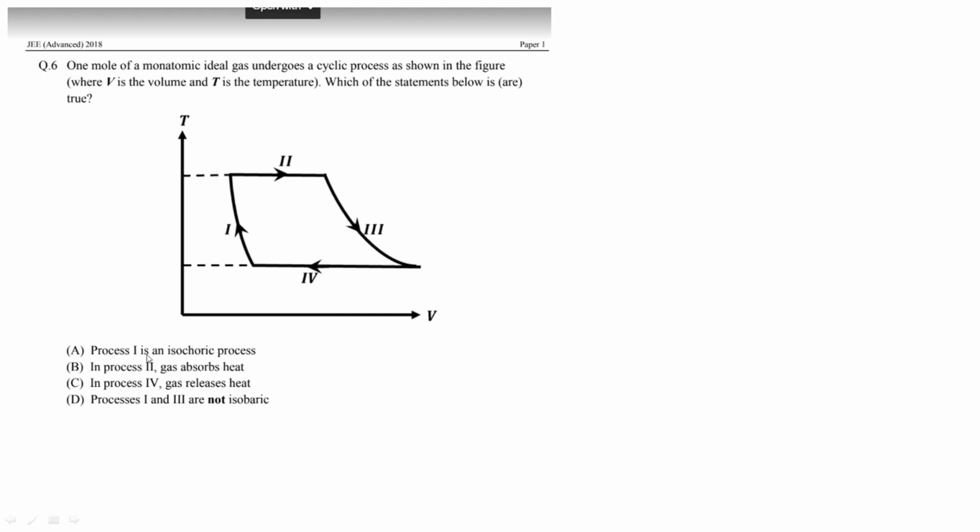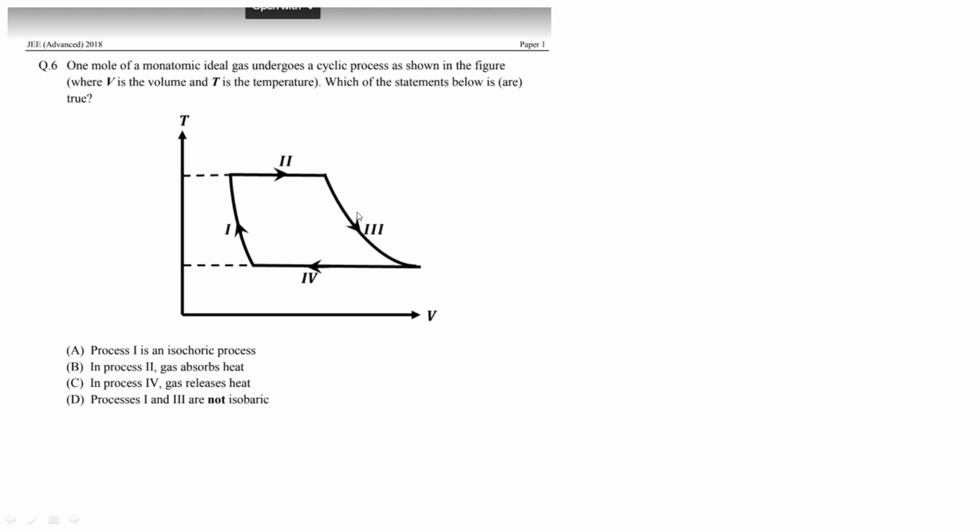Now, process 1 is an isochoric process? It's not an isochoric process, because if it were, the volume should be constant and it should be a straight line. But this is not a straight line, so this is not an isochoric process. So option A is wrong. Now, processes 1 and 3 are not isobaric. It's quite evident that 1 and 3 are not isobaric.